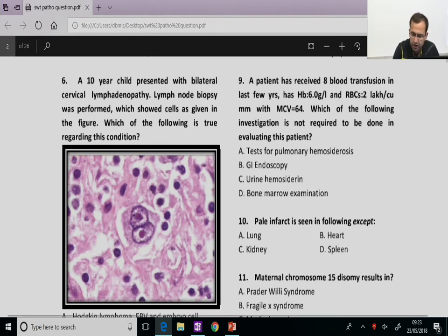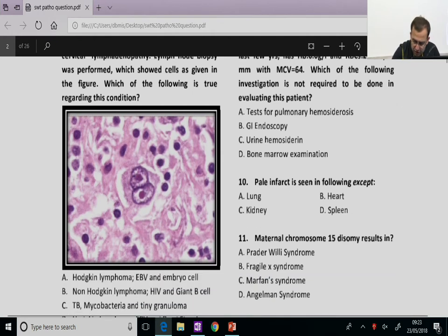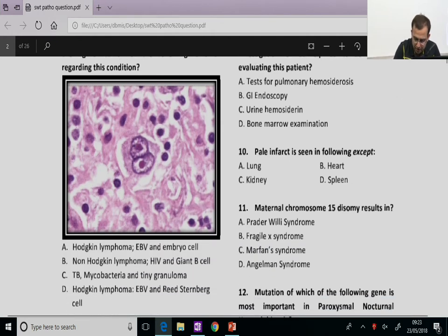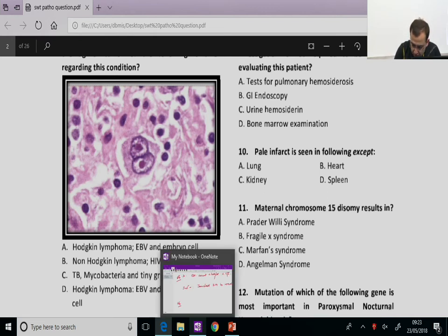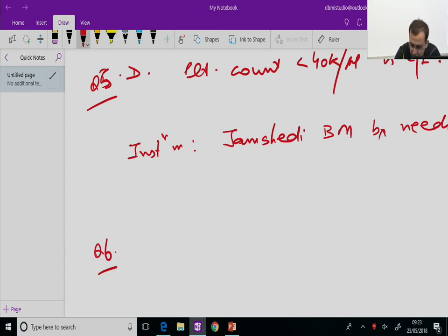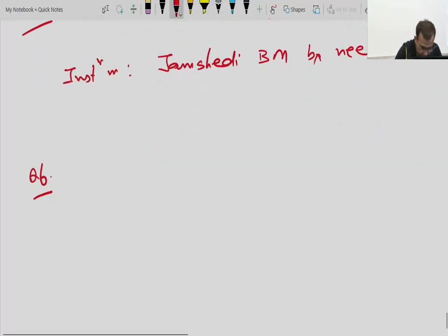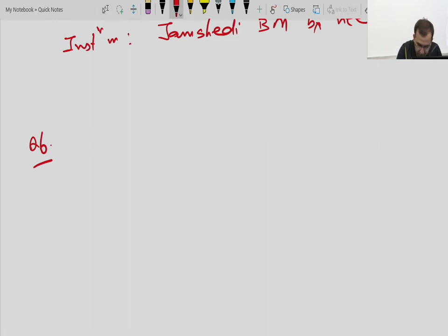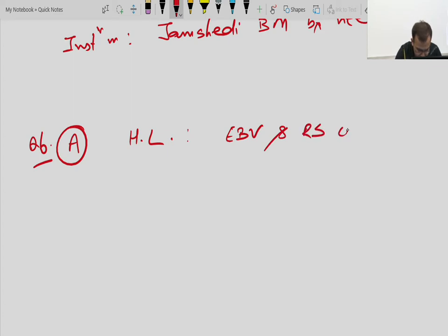A 10-year-old child, bilateral cervical lymph node biopsy was performed, which is true? So which is true about this? Answer is A. It is Hodgkin's lymphoma, associated with EBV and RS cells. So let us see the options with this. Question 6, the answer was A. Hodgkin's lymphoma is associated with EBV and RS cells.